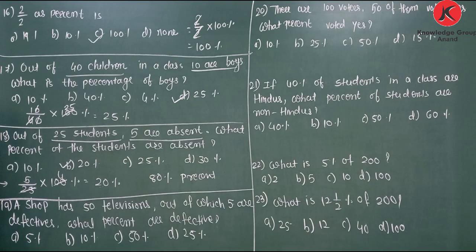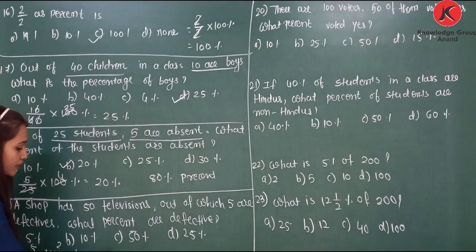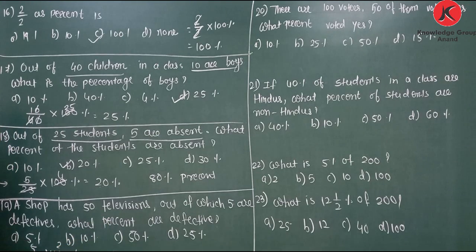A shop has 50 television, out of which 5 are defective. What percent are defective? So as a fraction we can write out of 50, 5 are defective. So percentage means multiply with 100. So it is 10%. Now question can be changed. How many are not defective? So if 10% are defective, 90% are not defective. So if question is changed, then you can answer it is 90% are not defective.